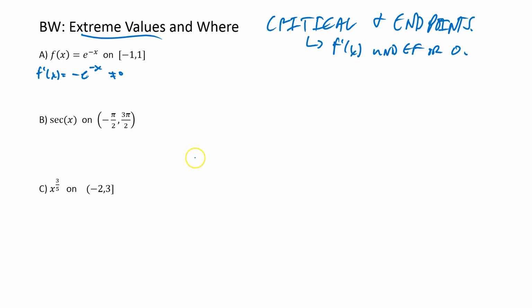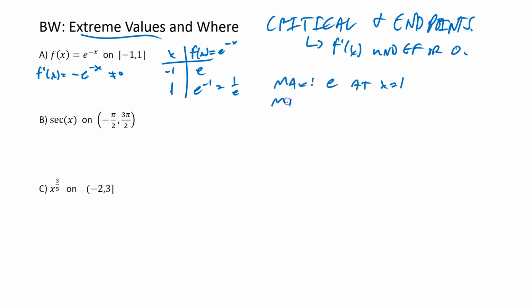So in this case, I'm only concerned about endpoints. I'm going to have my x values, and then f of x, which is e to the negative x. My x values are negative 1 and 1, my endpoints, the only things I have to check because I don't have any critical points. So at negative 1, that's just e. At 1, it's e to the negative 1, which is equal to 1 over e. So it looks like our maximum value is e, and it occurs at x equals negative 1. And our minimum value is 1 over e, and it occurs at x equals 1.